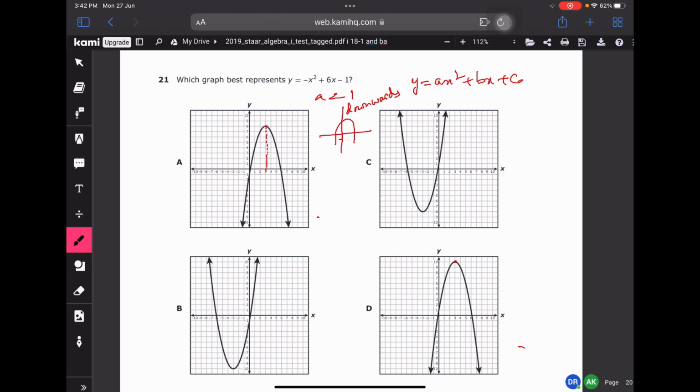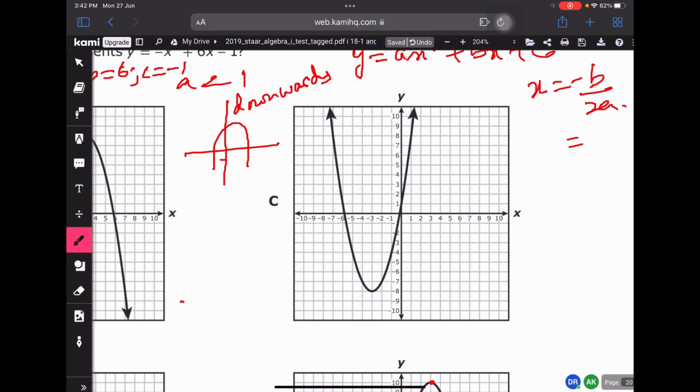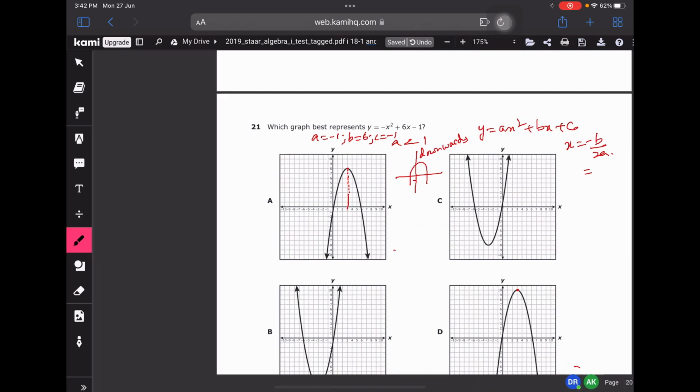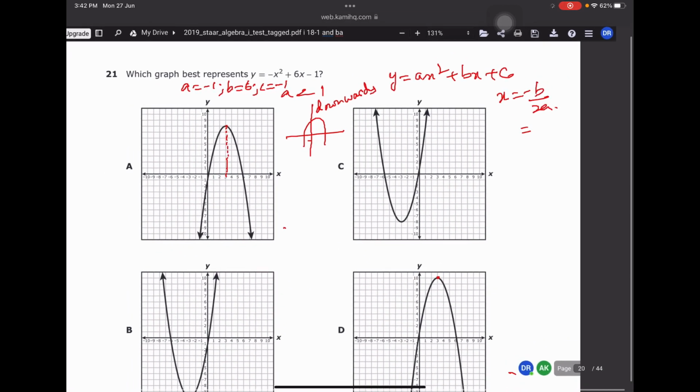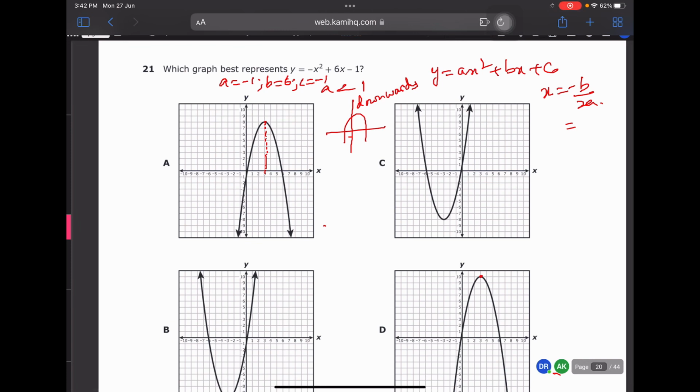It is 3. Here x is equal to minus b by 2a. So minus b by 2a, from here what is a? a is equal to minus 1, b is equal to 6, c is equal to minus 1. So now you are taking that into consideration. Here x is equal to minus b by 2a, which is minus 6 divided by 2 into minus 1, which is equal to minus 6 by minus 2, which is equal to 3. So you are getting a positive 3.